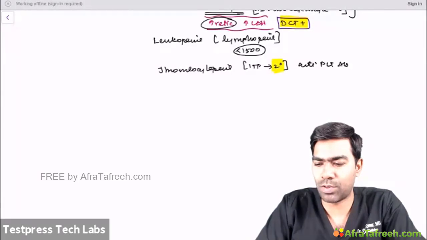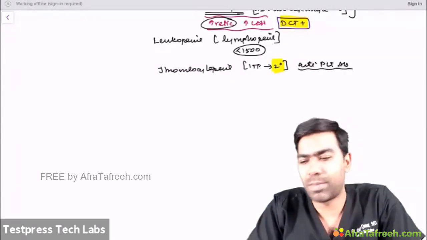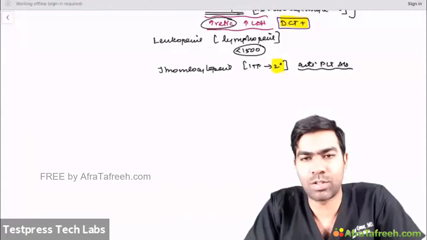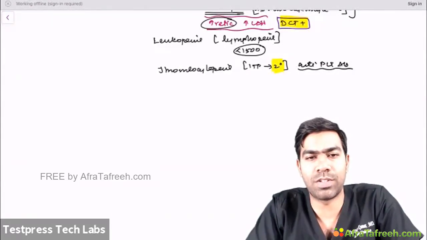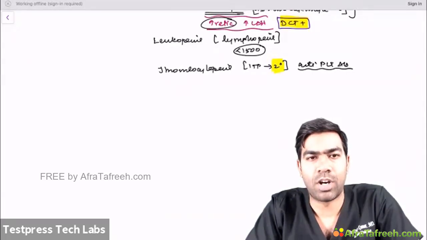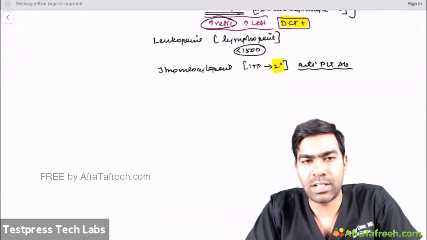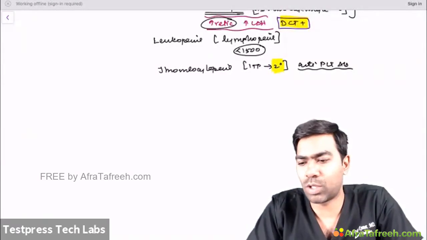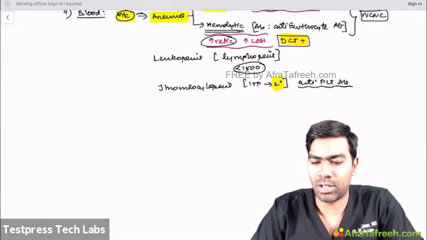Of course, the reason for development of this thrombocytopenia is due to the presence of a certain group of antibodies, which we call anti-platelet antibodies. Fine. All right. People with SLE can also develop an Evans syndrome like picture. What do you mean by Evans syndrome?